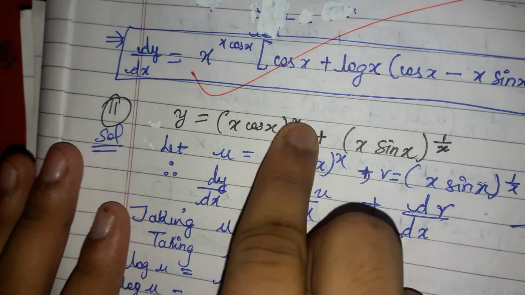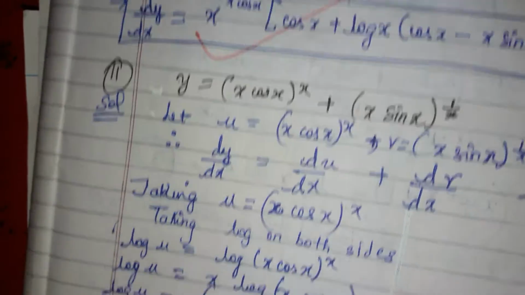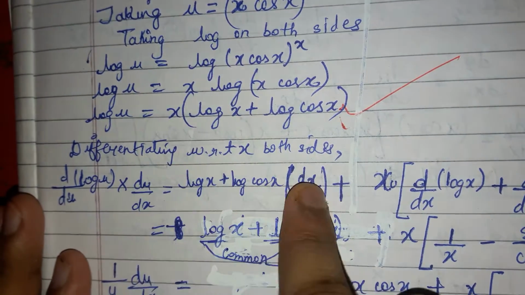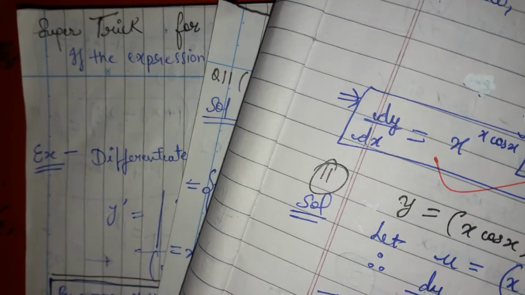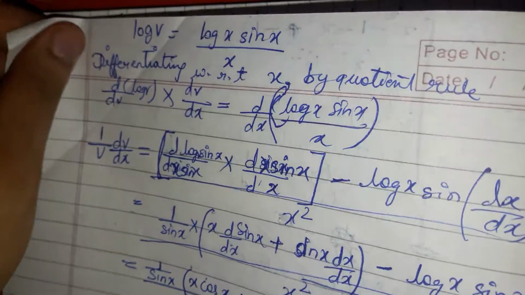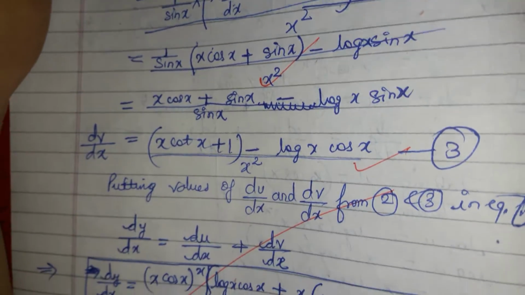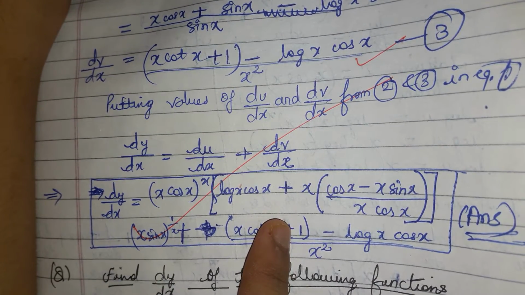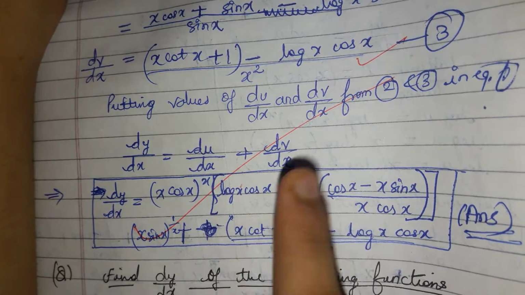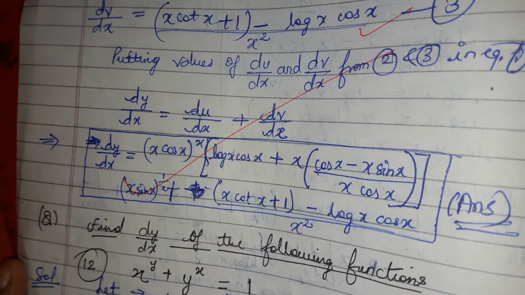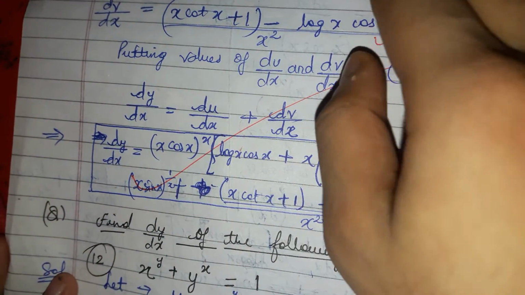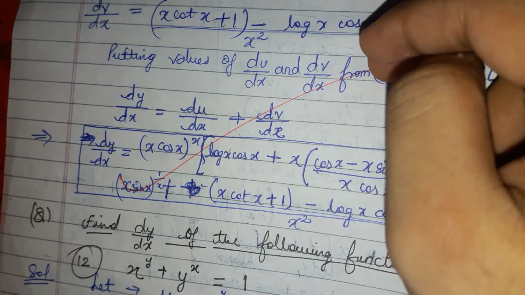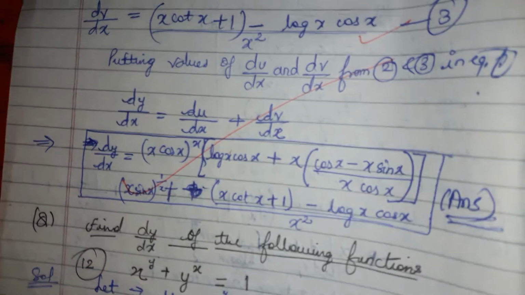y = (x cos x)^x + (x sin x)^(1/x). You can see here I have started the question solution. First I have taken log, differentiating with respect to x, and finally it ends here. So this question is more than 20 lines, you can see. For board exams we need to do this, but for checking the answer immediately we can apply this formula.